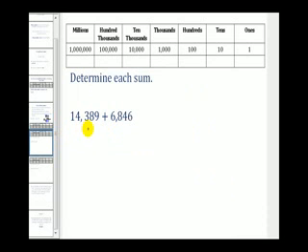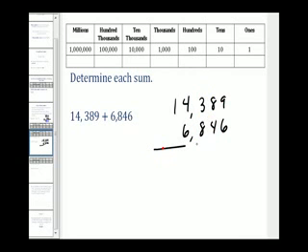Here we have 14,389 plus 6,846. Let's write it vertically. Notice all of the place values are lined up vertically. Let's go ahead and start to find the sum of each column, starting in the ones. 9 plus 6 would be 15. So we write down the 5 in the ones column and carry a 1 to the tens column.